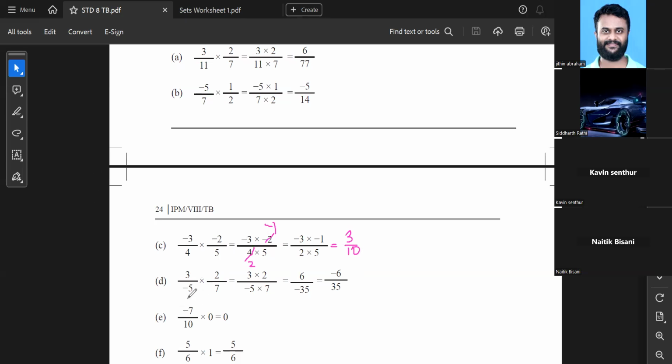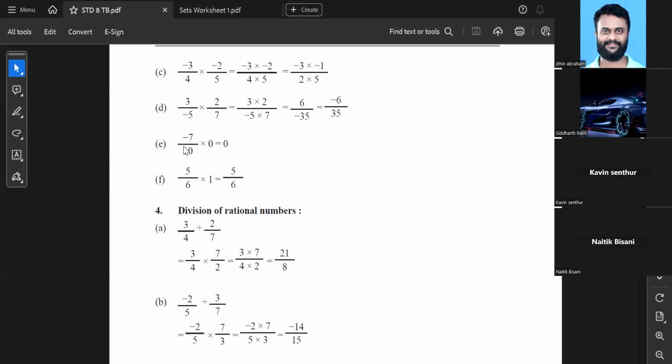There is another example like 3 upon minus 5 and 2 upon 7. I've told you that in the answer, this minus will definitely come up, and here also you can see that it has come up. Baki 3 into 2 and 5 into 7 karke, you got minus 6 upon 35 as the answer. Another example is any rational number multiplied by 0. You might be knowing that you multiply any number with 0, your answer is definitely going to be 0 only, nothing else. And you multiply any number with 1, your answer is going to be the same number itself, 5 by 6 in this case.